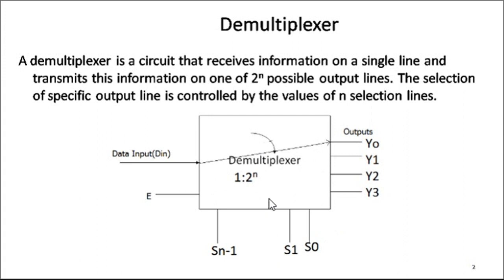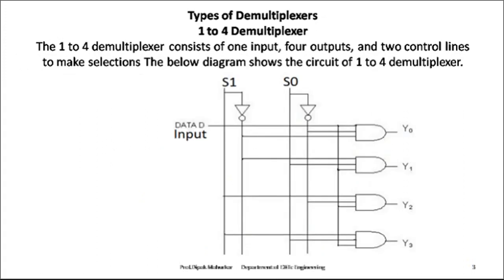In one line we can call it a demultiplexer having one input and many outputs. This one input will be routed to one of the output lines. This is called a demultiplexer. So next is types of demultiplexer.